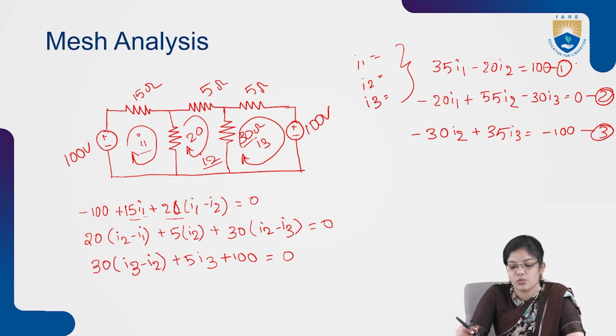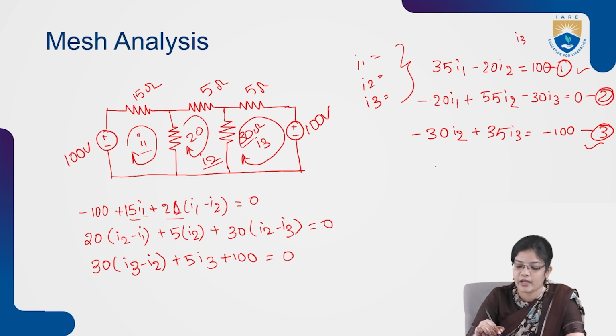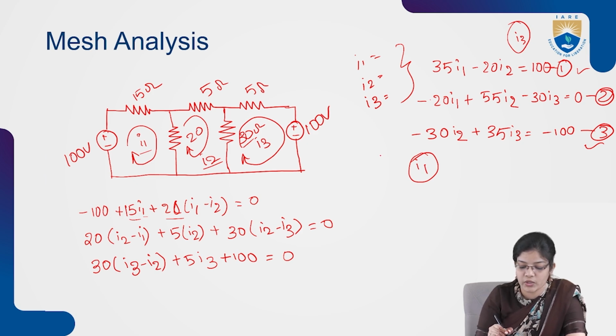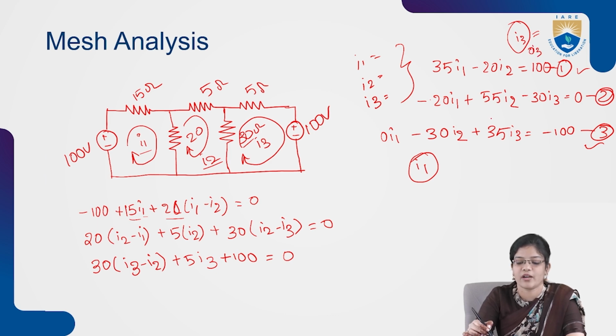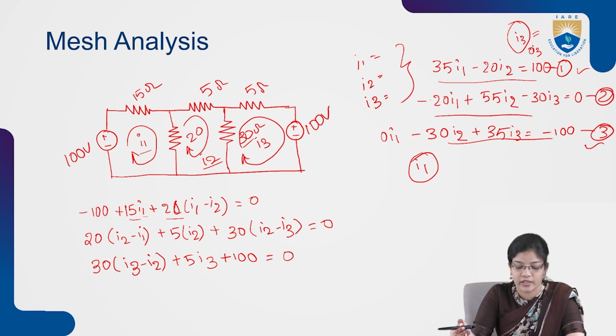If we see equations 1 and 3, here we do not have the value of I3 and here we do not have the value of I1. So as we do not have I3 and I1, we have to assume them as 0. So here we take 0 I1, and in the same way here the I3 current is taken as 0 I3. Now we have to substitute all these three equations in the scientific calculator, and from that we have to calculate the values of I1, I2 and I3.